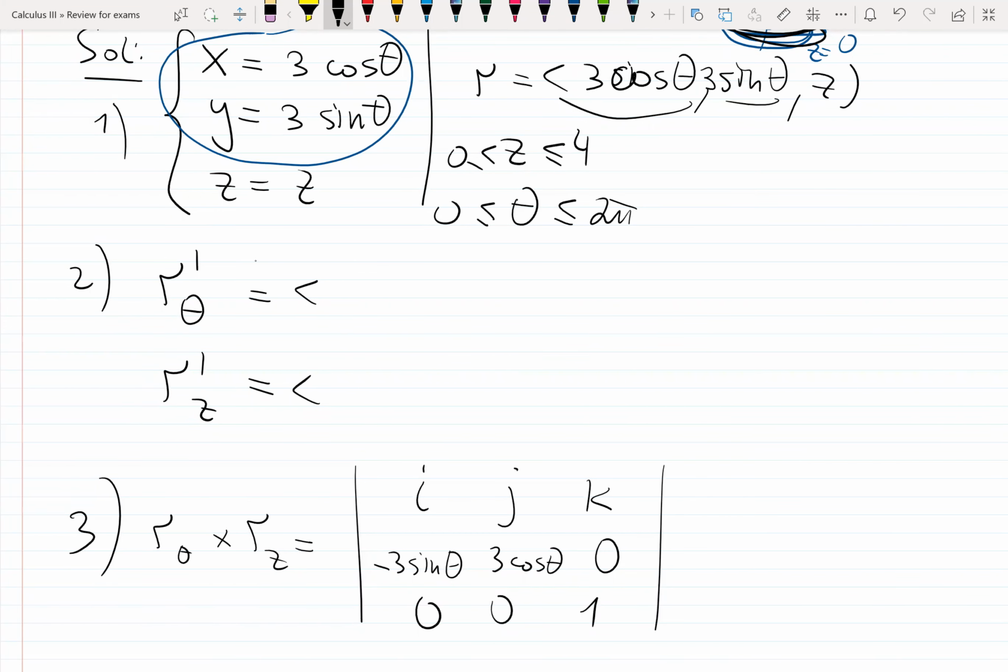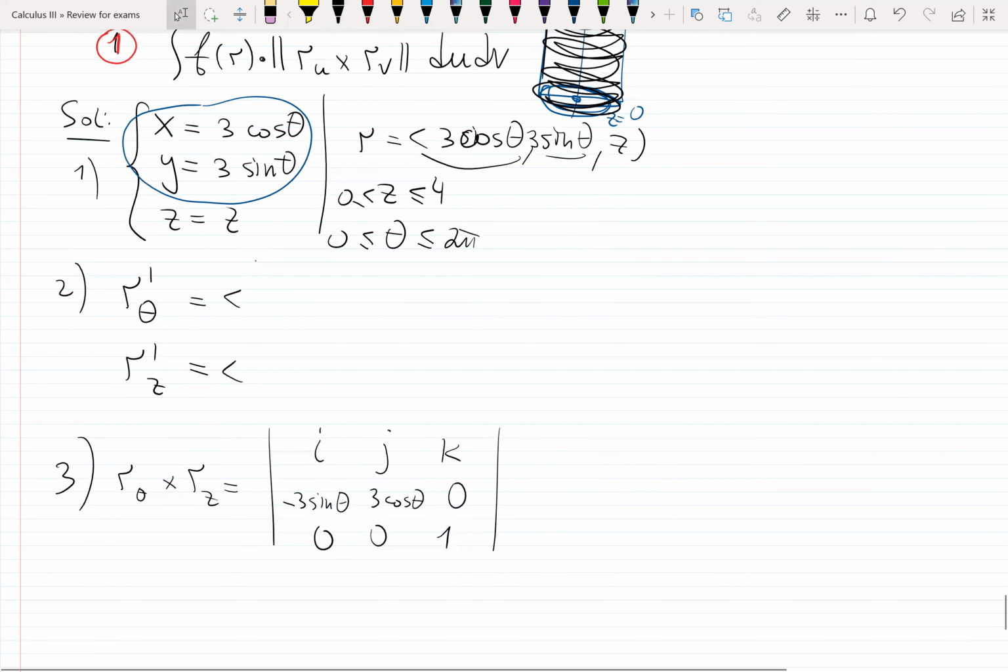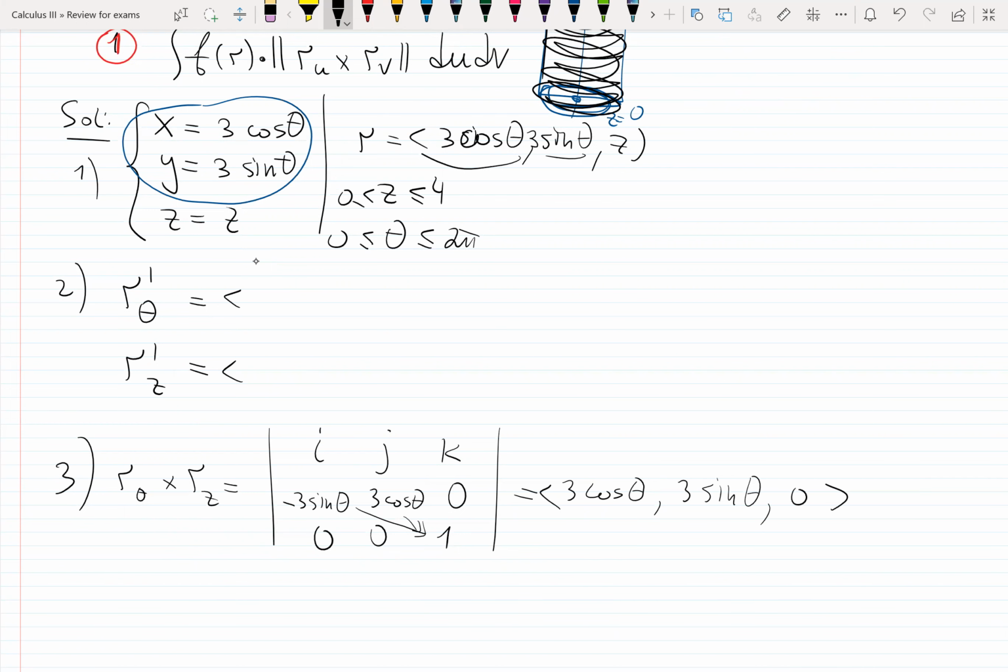Actually, multiplying this one is not very hard to find. Lots of zeros. So the cross product here gives you 3 cosine theta, comma. Next one will be minus, but then it will be also this cross product. Minus minus gives you plus 3 sine theta. And the last one is 0. 0 times 0 is 0. This is a nice example. But we don't need that. So your job is not to forget to do the extra step.